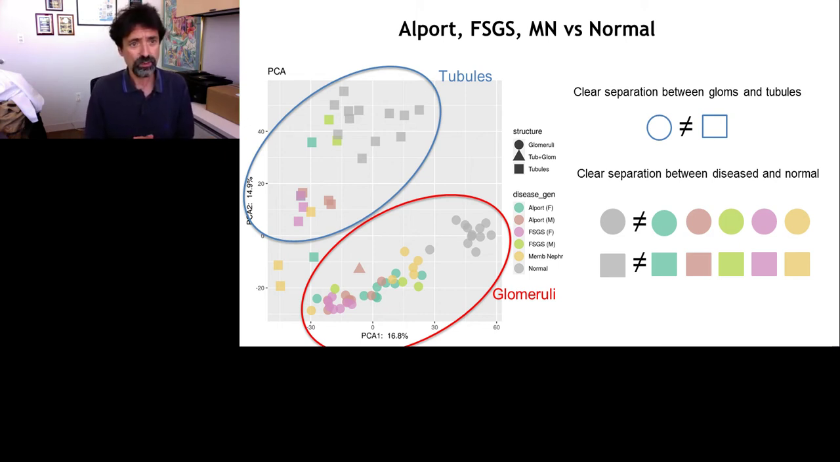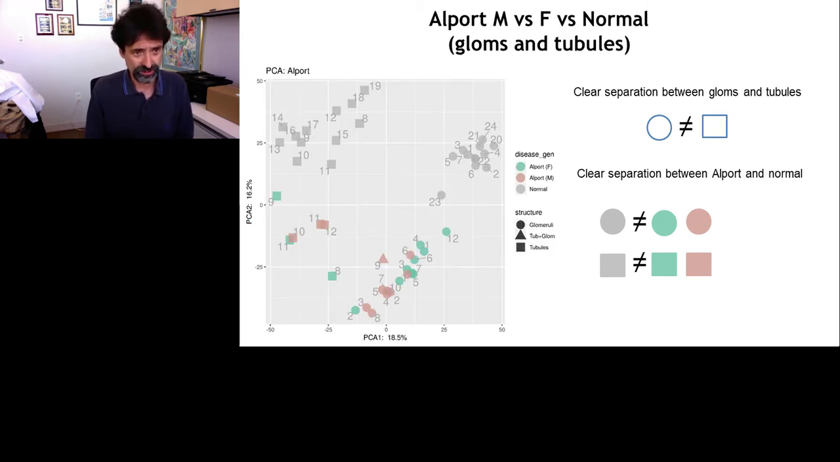We next went more granularly and we tested each single disease. So we started from Alport disease, the genetic disease, and it was compared against the normal glomeruli. And as you can see here, the squares, the tubules, segregate differently from the tubules of Alport patients, and the dots again were well separated from the dots of the Alport patients.